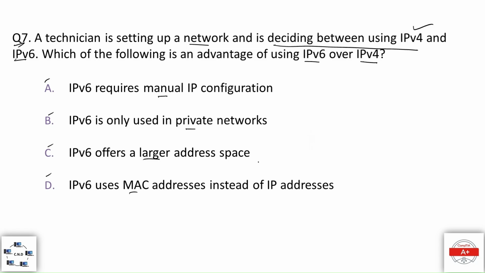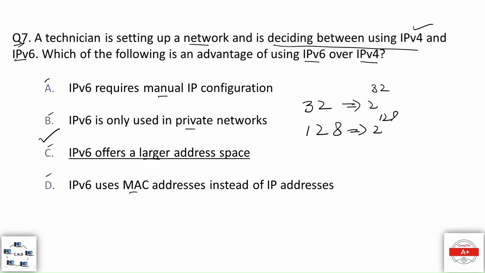And the correct option is option C, IPv6 offers a larger address space. So remember, IPv4 is 32-bit, while IPv6 is 128-bit. This means that IPv4 has 2 to the power 32 addresses, while IPv6 has 2 to the power 128, which is way larger than IPv4.